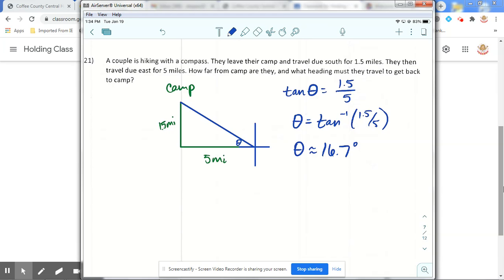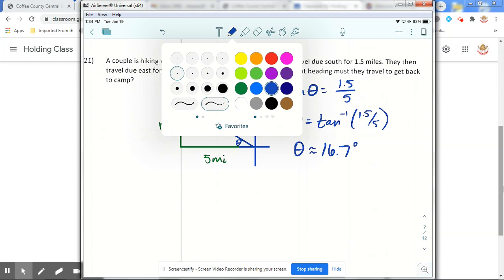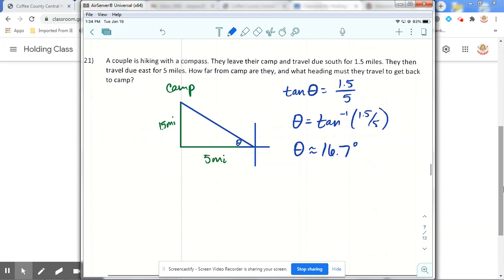Okay, so let's answer the question. One of the questions was, how far from camp are they? Now, we can just use the Pythagorean theorem to find that. I just went ahead and did the square root. So that's 5.22 miles. So going this way is going to save them some distance, obviously, because they've already walked 6.5 miles, but it's only 5.22 miles back.